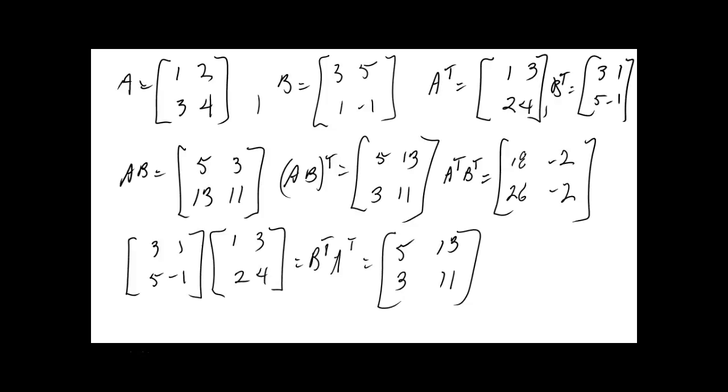The way it happens to turn out then is that (AB) transpose is equal to B transpose A transpose. Is that always true? Yes, that is a generalization, as long as they're square matrices of the same size.